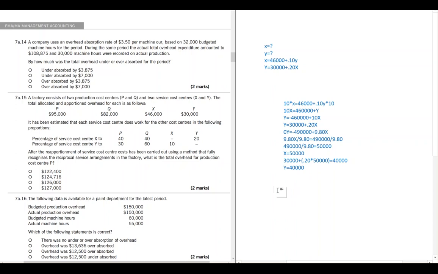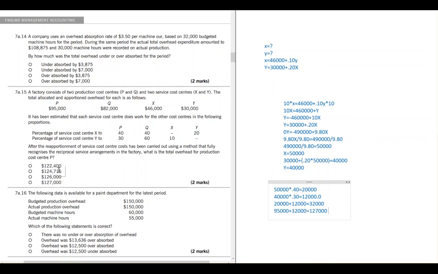So we are going to take 50,000 of X, directly multiply by the percentage of P, which is 40%. Then 40,000, multiplying by the percentage of Y, which is P, which is 30%. So 20,000 plus 12,000 becomes 32,000. And the cost of Department P before this is 95,000 plus 32,000, which becomes 127,000, which is D.